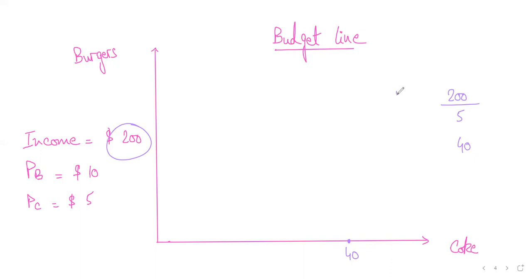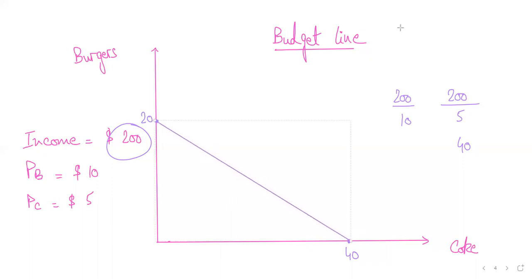Similarly, if the consumer spends all of his income on buying burgers, how many burgers could he buy? 20, right? 200 divided by 10 is 20, so you will write 20 over here. Now, all you have to do to construct the budget line is connect these two dots, and this is what your budget line is.